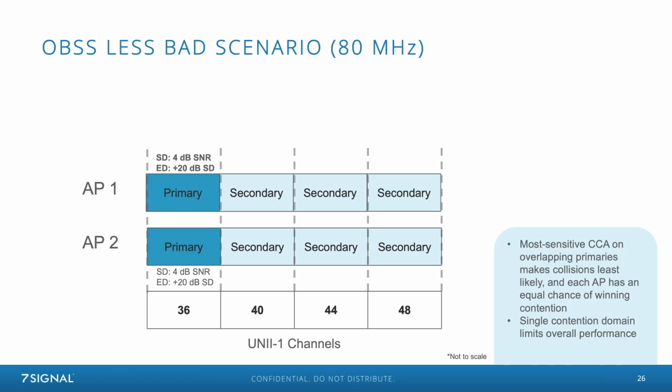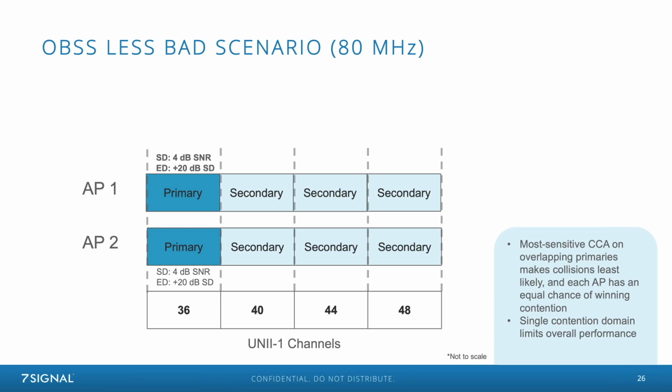If we have to have OBSS with wide channels, and I don't think we do, but if we're going to do that, we're better off lining up our primary channels. Again, kind of sounds counterintuitive, but this gives us the best chance of each AP and their clients having a fair and equal opportunity to win the channel more often. It also means we're backing off and not transmitting on top of each other as often, which leads to fewer collisions. Now, the problem here is that we have a single contention domain.